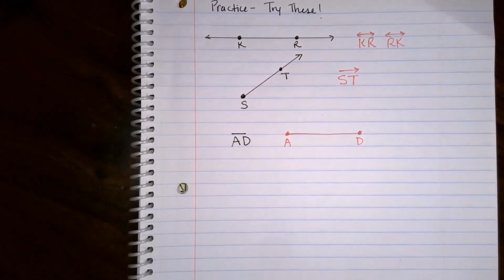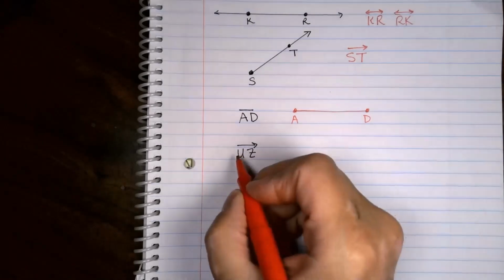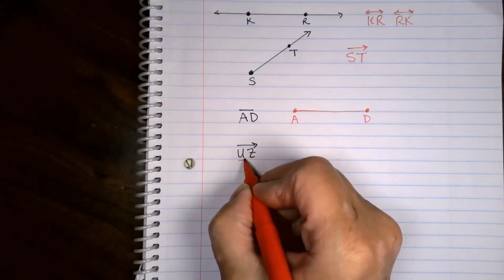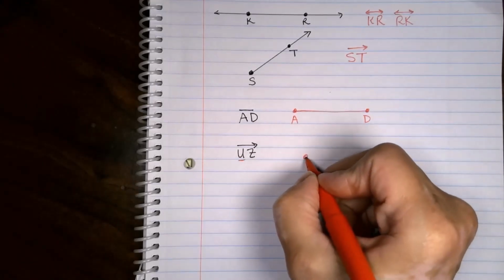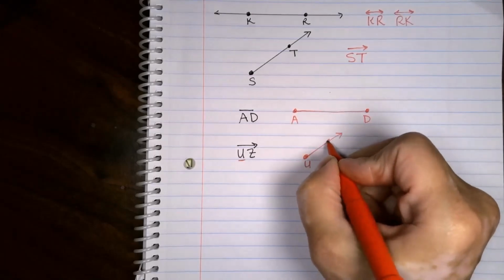I'll give you another name, and I'm going to ask you to draw it. Draw that thing. Here comes the answer. Pause if you're not ready. Okay, that is a ray, and the starting initial point is U. So the U must be here and the Z is on that.